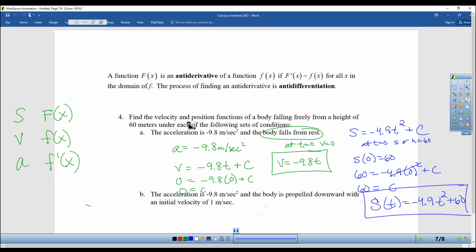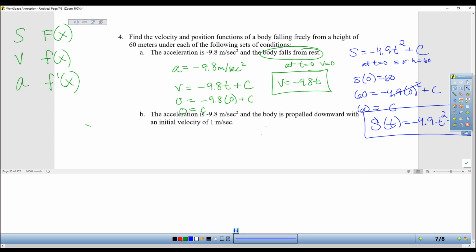That is the velocity and position function for part A. You should try to do part B on your own. I'm going to give you the two answers over here. Velocity is negative 9.8 t minus 1, and S is equal to negative 4.9 t squared minus t plus 60. Hopefully you're doing B on your own. If you're not, then I'll do them for you.